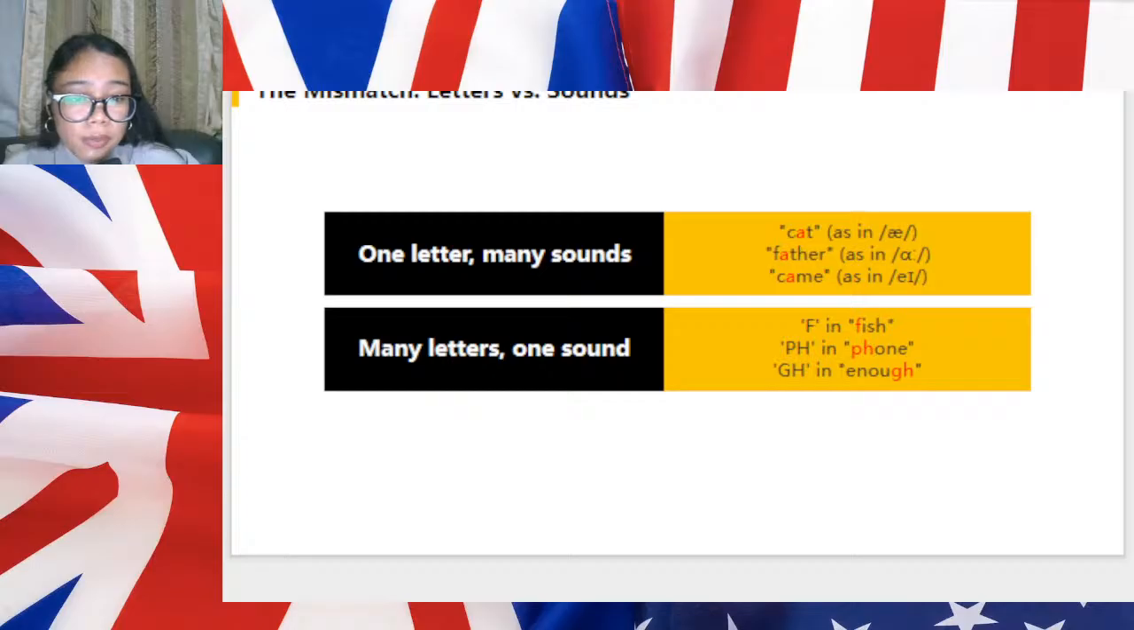These are the exact complexities English spelling presents. It's a reminder that relying on the alphabet alone to guide pronunciation is like trying to navigate a maze without a map. That's just it. This slide perfectly brings us to our solution for today. Because of these very mismatches, we need a consistent way to represent sounds.